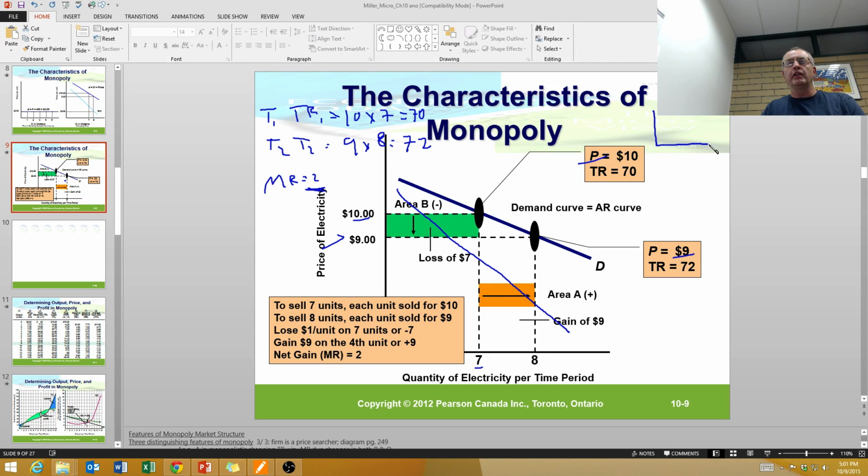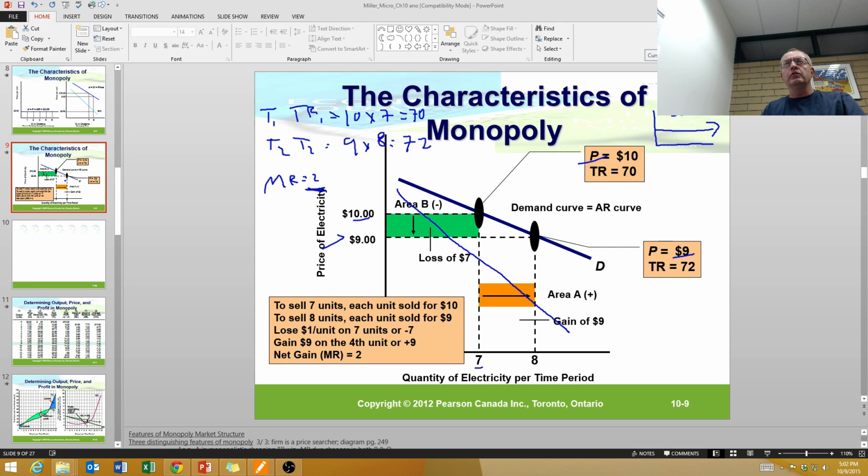But that's different than in perfect competition, where the demand curve is the marginal revenue curve, so they're one and the same. So marginal revenue doesn't change based on any change in price.